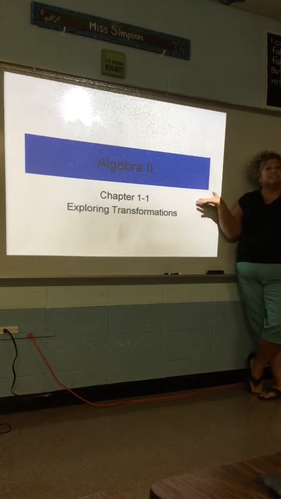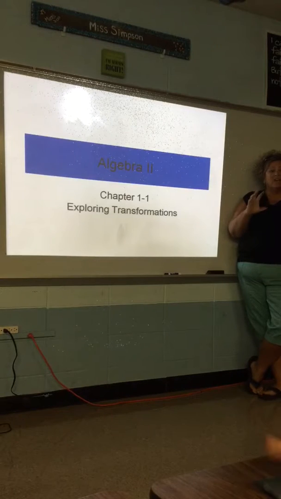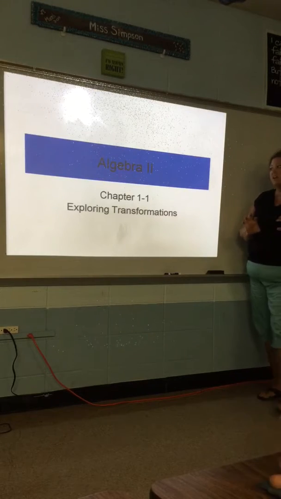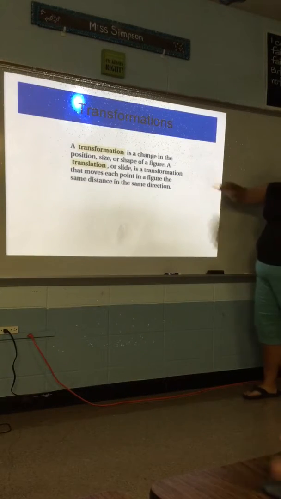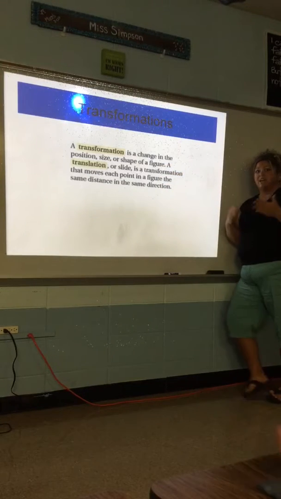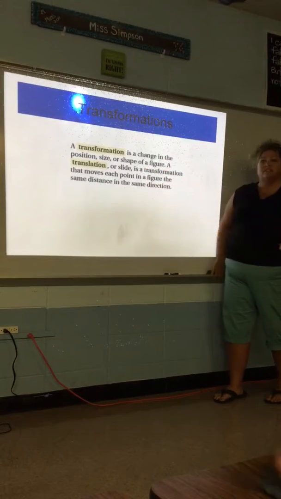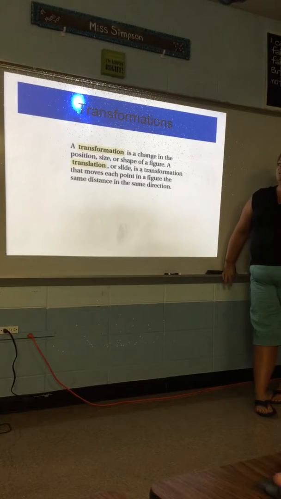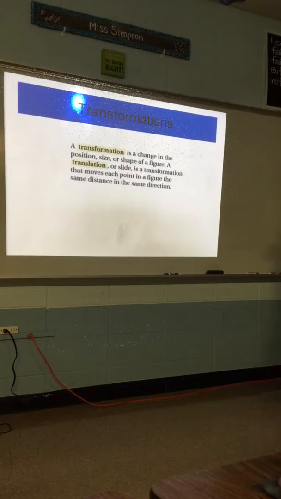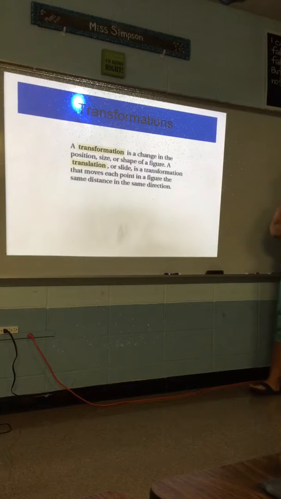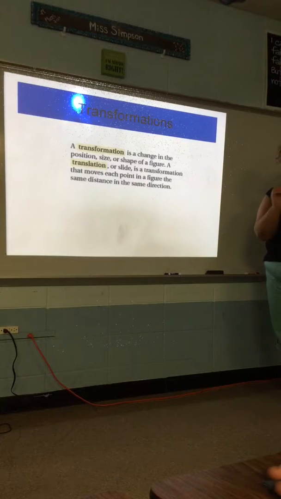Okay, so instead of using these shapes this time, we're actually going to take expressions and equations and move the whole thing. All right, so go ahead and hit enter. This is basically what you just talked about. We can do dilations, flips, rotations, slides, and mirrors. If you want to write it down, you can. A transformation is a change in the position, size, or shape of a figure. A translation or slide is a transformation that moves each point in a figure the same distance in the same direction. So everything moves the same amount of distance.